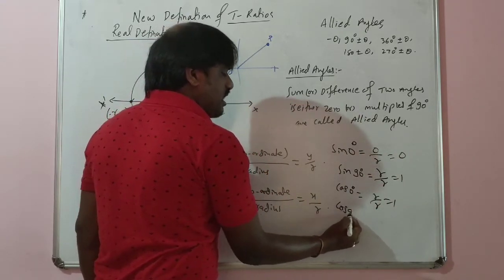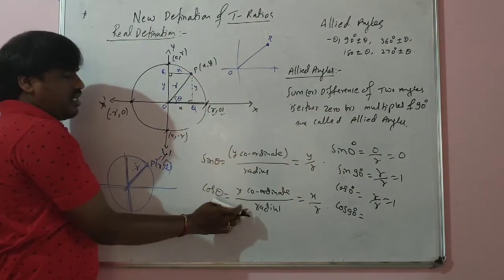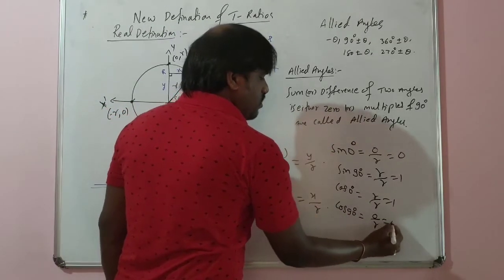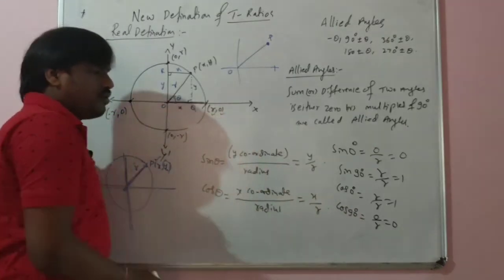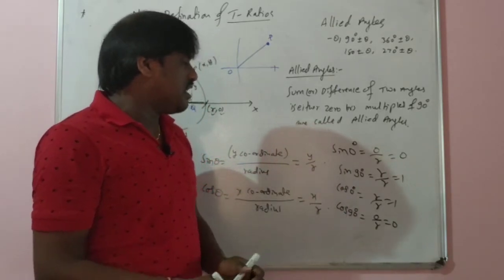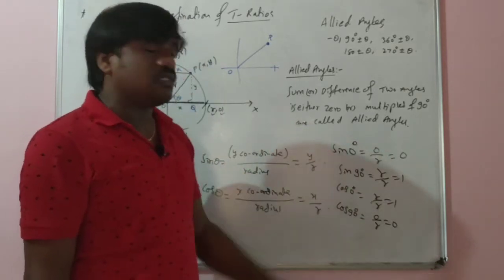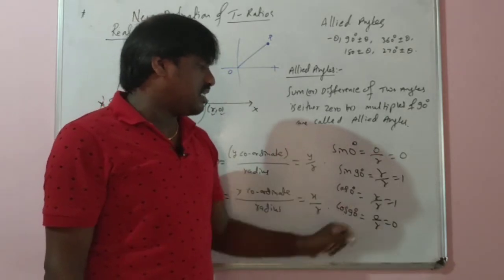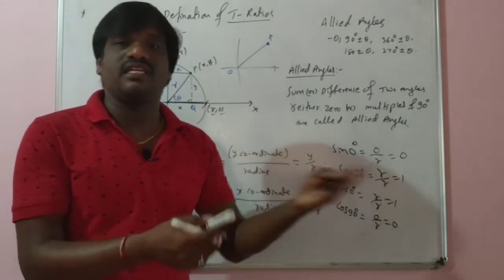So if I go for cos 90 degrees, this is the 90 degrees line. The x coordinate by radius: x coordinate is 0, so 0 by radius is equal to 0. This is the beauty of mathematics. And here, what is tan theta? You know tan theta is nothing but sine theta by cos theta. For 0 degrees, 0 by 1, tan 0 is equal to 0. For 90 degrees, sine 90 is 1, cos 90 is 0, so tan 90 is 1 by 0, which is undefined.